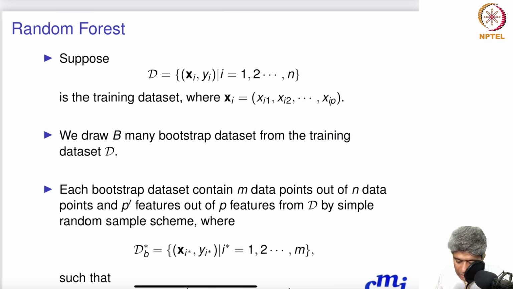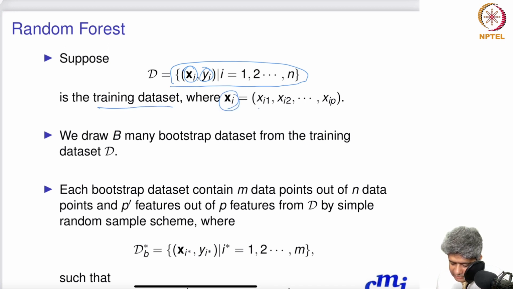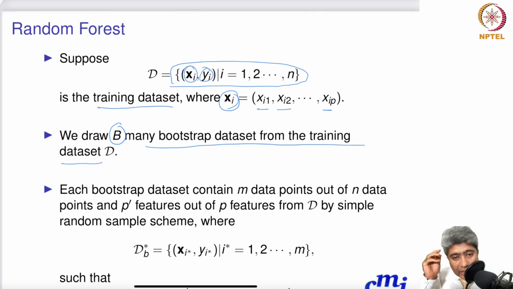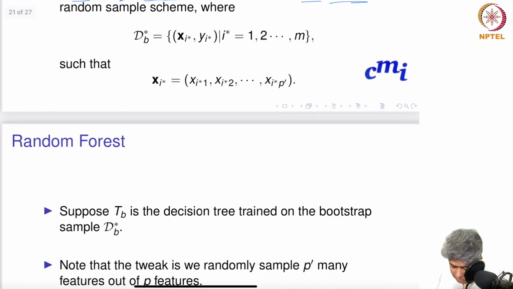Let us see what it does. Suppose this is my data set, some bunch of xi's and some yi, the training data set, where xi is xi1, xi2, up to xip. We draw capital B many bootstrap data sets from the training data set D. Each bootstrap dataset contains m data points out of n data points, and p dash features out of p features, from the D of m samples. Let me try to explain what it is doing.